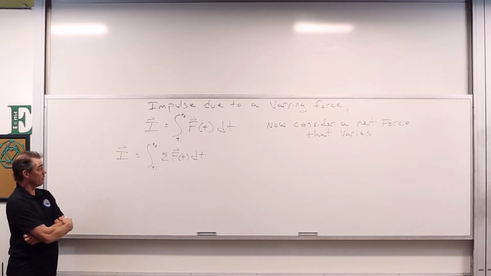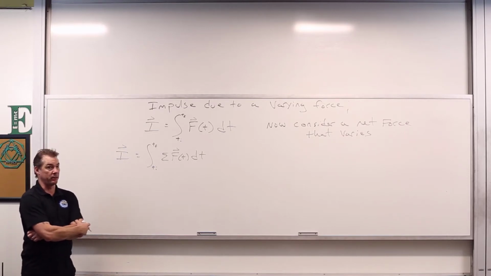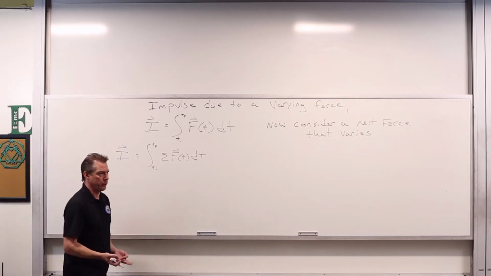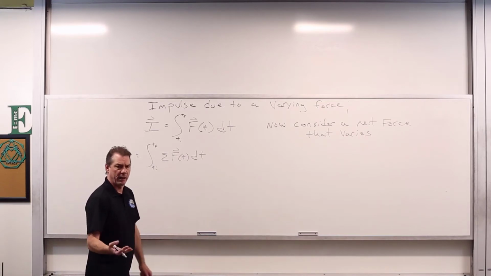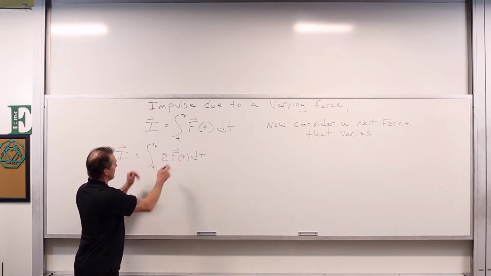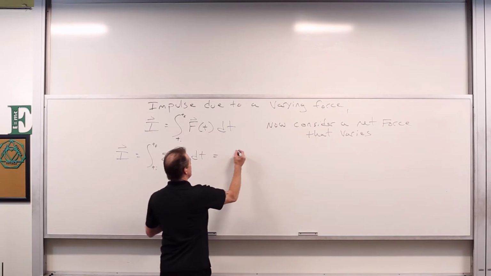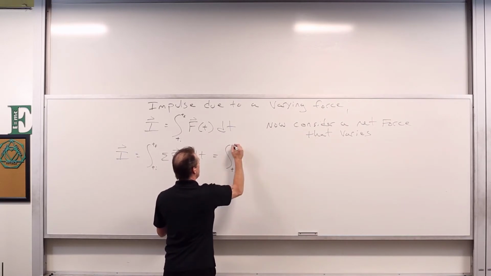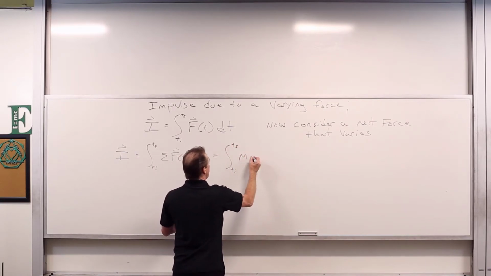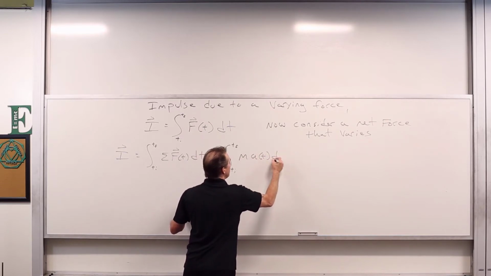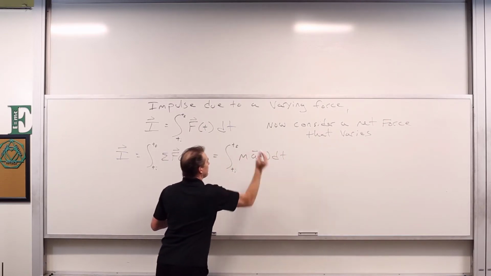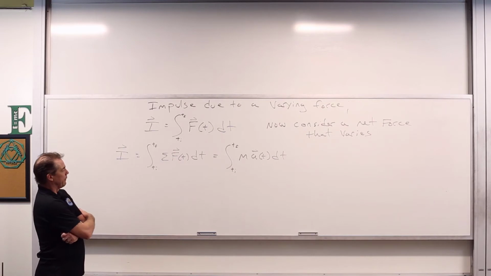We still know that the net force produces an acceleration. If the net force is varying with respect to time, the acceleration is varying with respect to time as well. So we can still expand this out and say that this is equivalent to the integral from t initial to t final of m times a of t dt, with a little hat on there. That's good. And there we go.